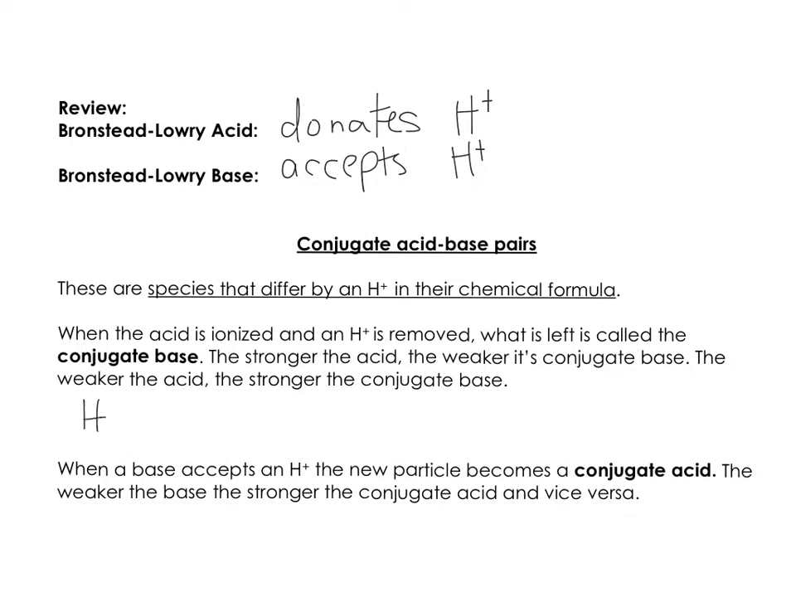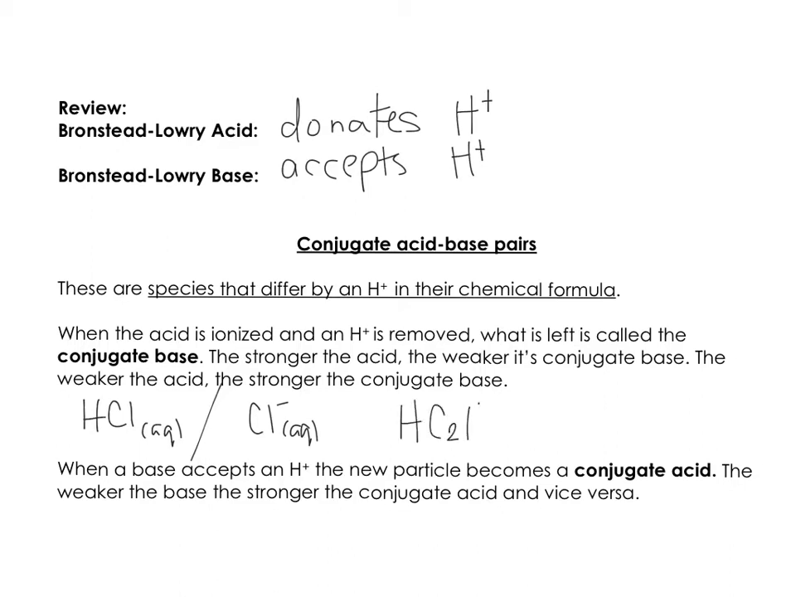So HCl is an acid, and Cl- will be its conjugate base because it can accept an H+ to become the acid. So HCl and Cl- are conjugate acid base pairs. HCl is a very strong acid. That makes its conjugate base very weak.